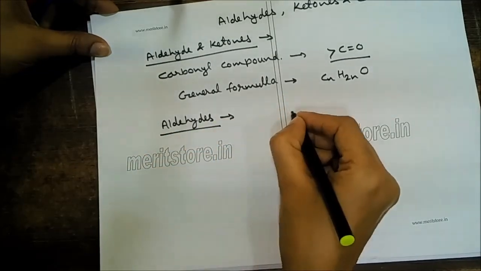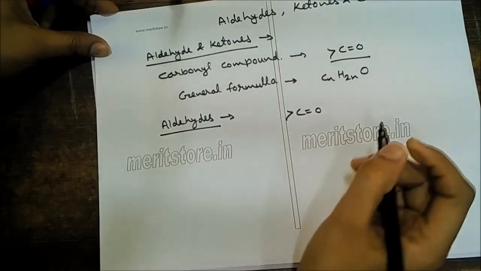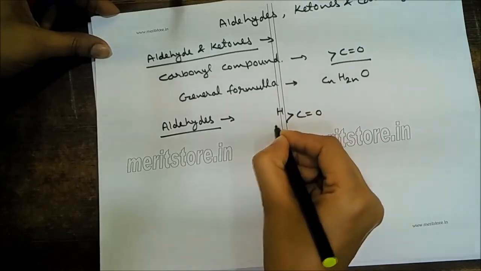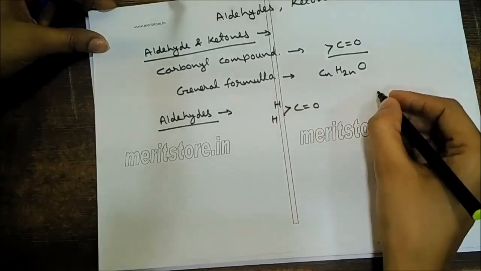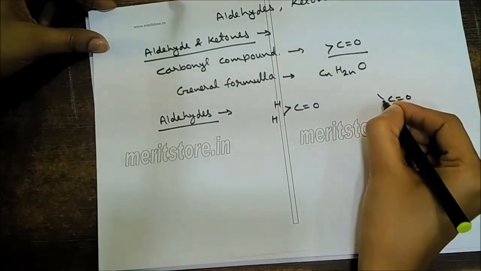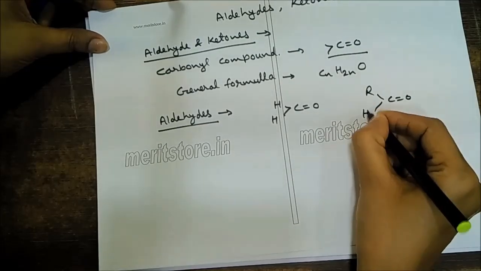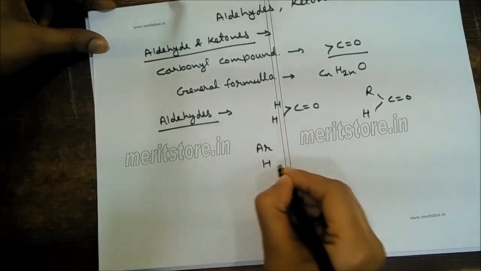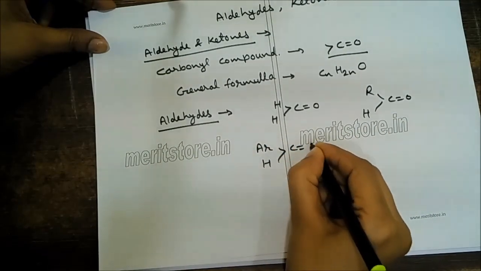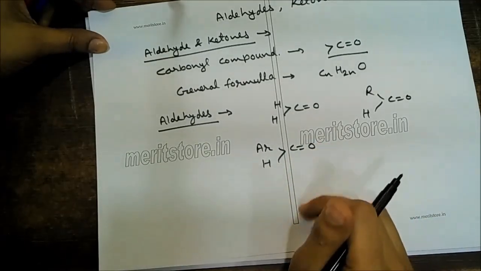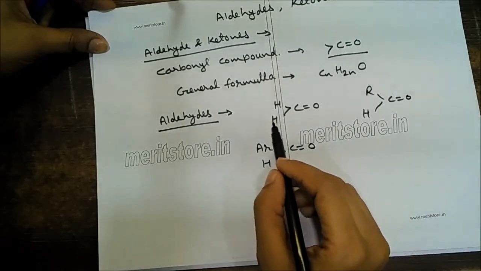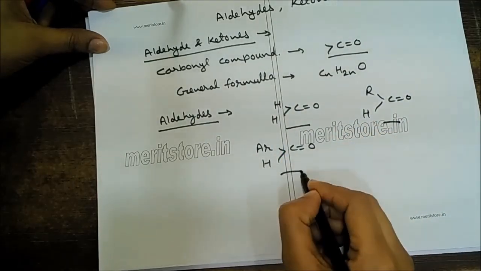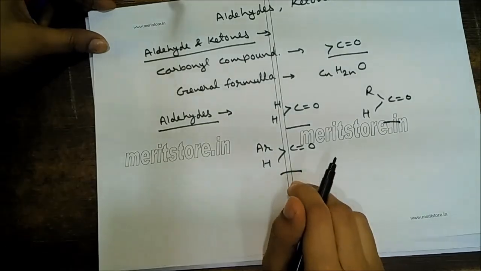In aldehydes, our carbonyl group is attached with hydrogen on both sides like this, or it can be one alkyl group and another hydrogen. It can be one aryl group and another hydrogen. So for aldehydes, the structure of the compound can be like this, or for aromatic aldehydes it can be like this.